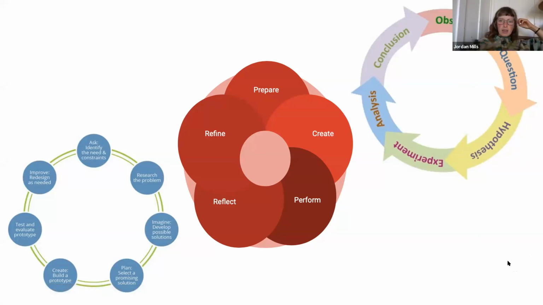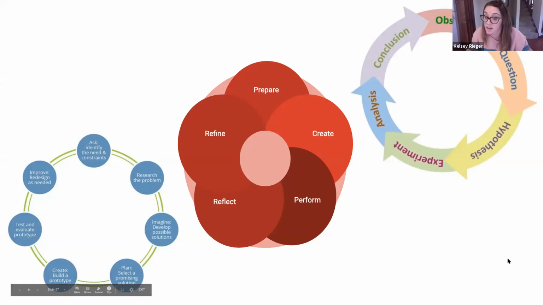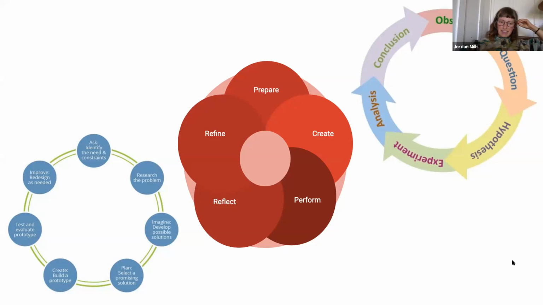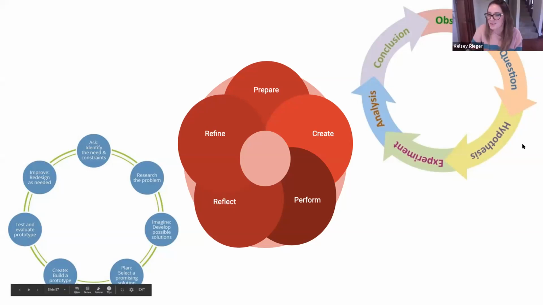There's no beginning or end. Who said that? Oh yeah, Jordan. Thank you. Sorry, I'm scrolling through my little side thing here. So Jordan pointed out there's no beginning or end. What's another observation we can find?